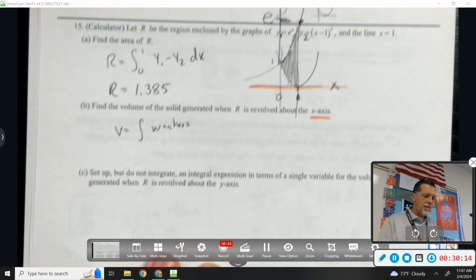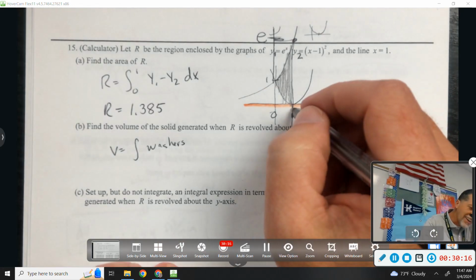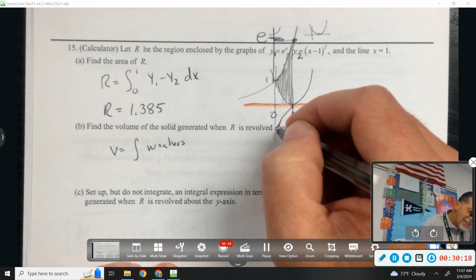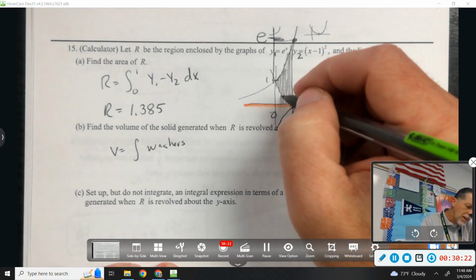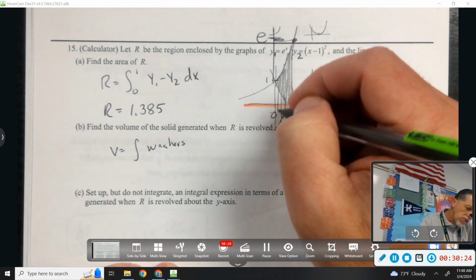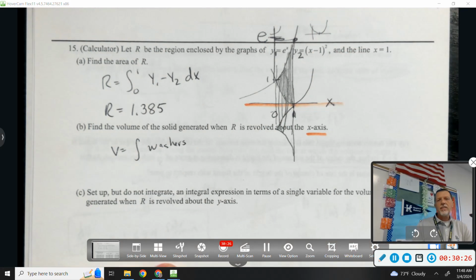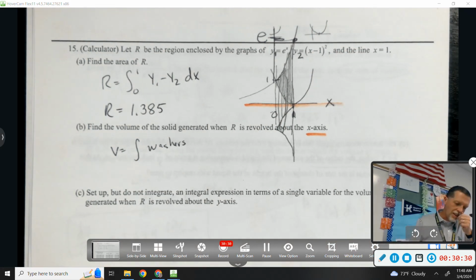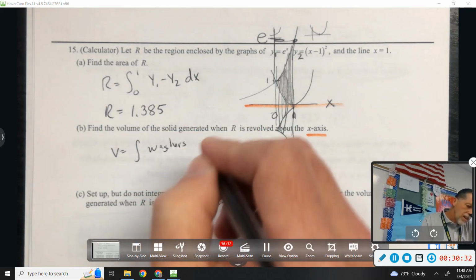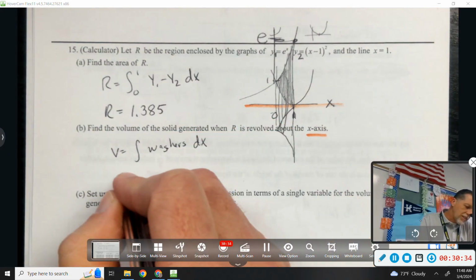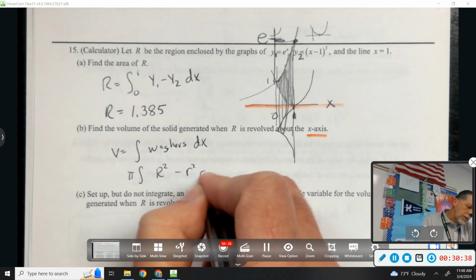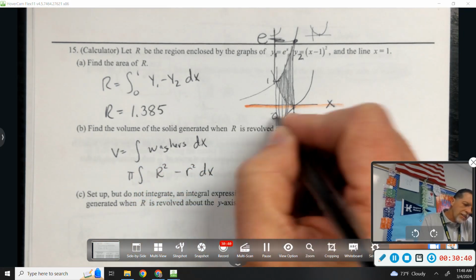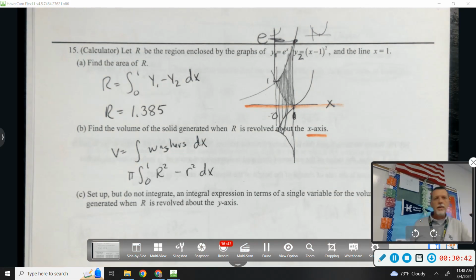Really? It's going to be dx, because my slices are going to be x slices. Sideways volcano looking kind of thing. So washers, dx. So pi times big R squared minus little r squared. X limits, so 0 to 1, that's easy.